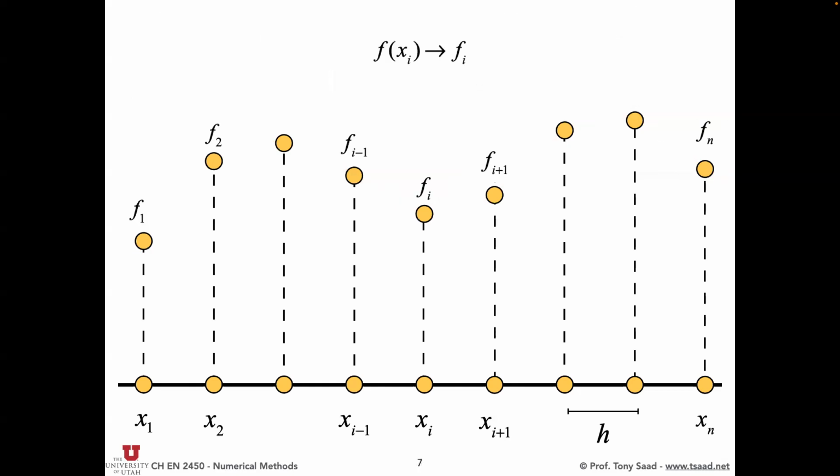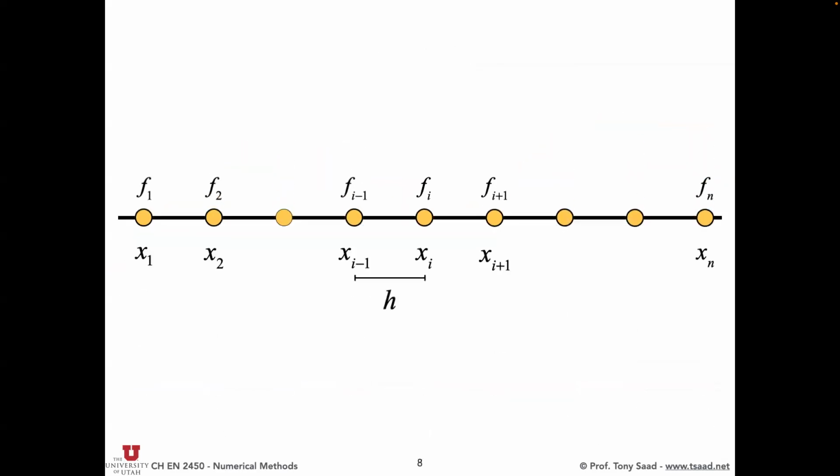Now I want to simplify things. I want to call f of xi, f sub i, okay? Just for simplicity. So f sub two is f at x2. That's the value of the dependent variable at x2, okay? And let's shrink them so that it's simpler to deal with. So you have a set of data points, x1, x2, and a set of values.